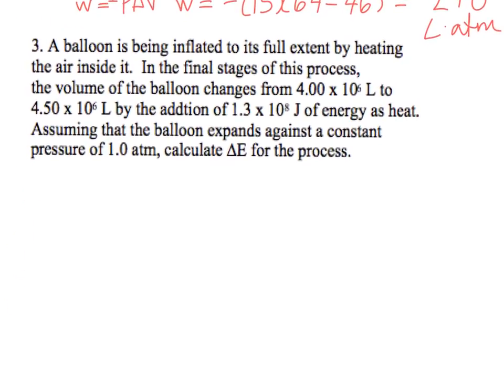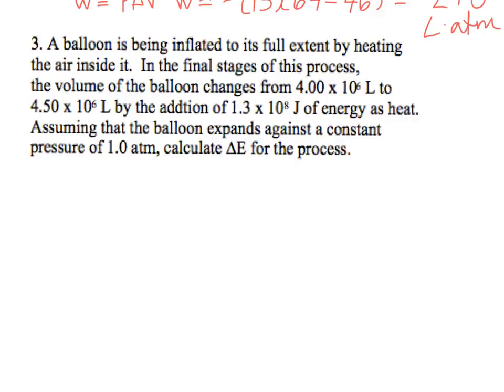Here we go. A balloon is being inflated to its full extent by heating the air inside it. In the final stages of this process, the volume of the balloon changes from 4e6 to 4.5e6 liters by the addition, do you see that? Addition of energy. So we know that work's going to have to be negative because we are producing heat, and we also know this is an endothermic process. They want us to calculate delta E. So this is going to require a couple steps.